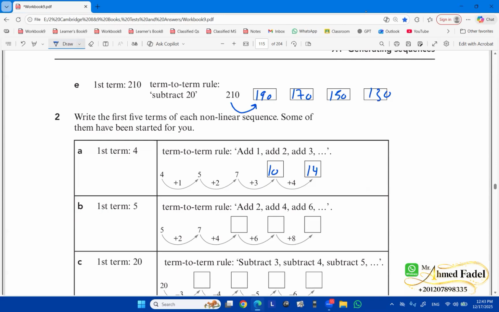The next one is add 2, add 4, add 6, and so on. So this one becomes 11. Adding a 6 becomes 17. Adding an 8 becomes 25.